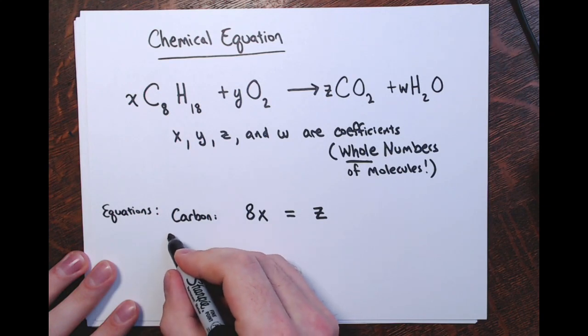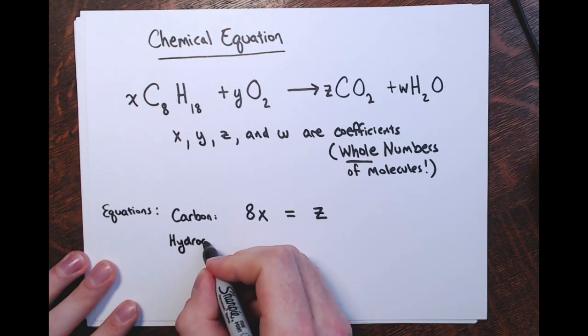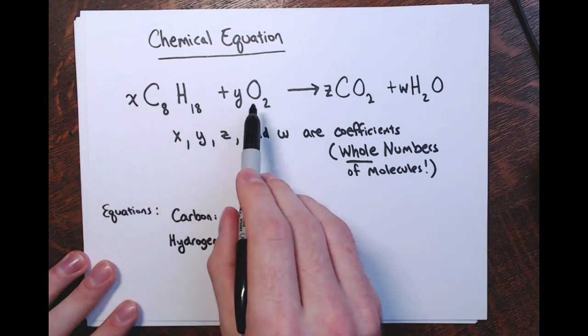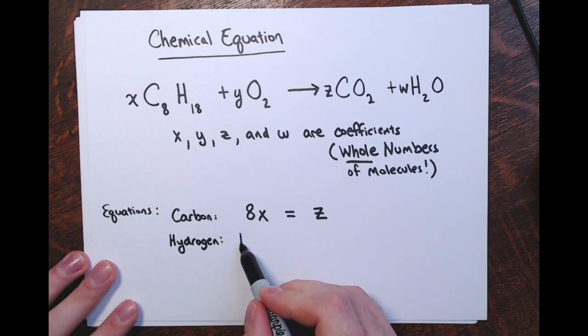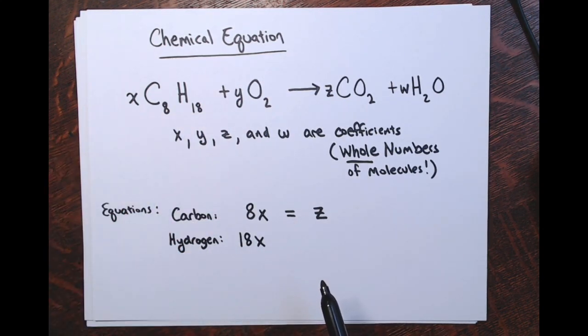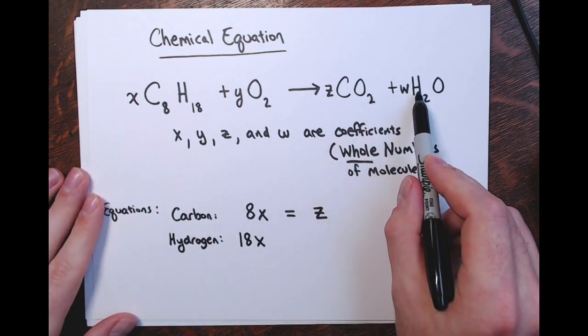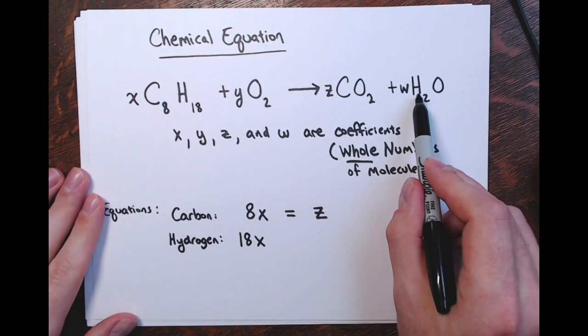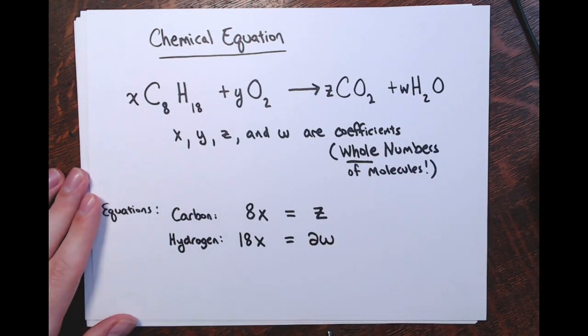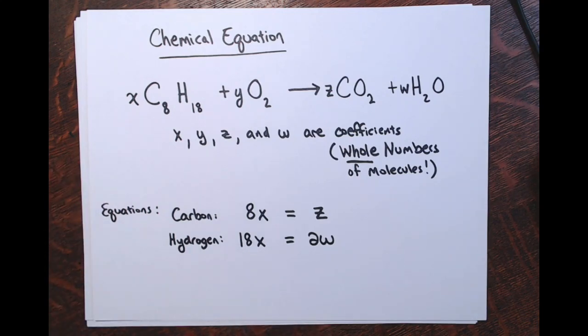All right, then we have hydrogen. There's no hydrogen in that molecule, so there are 18 times X hydrogen atoms on the left side. And on the right side, the only place hydrogen shows up is in this molecule, and there are 2 of them there times W molecules. So this is equal to 2 times W. There are 18 times X hydrogen atoms on the left, 2 times W hydrogen atoms on the right, and those should be equal if this equation is going to be balanced.